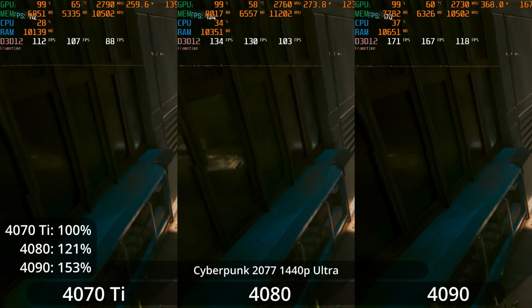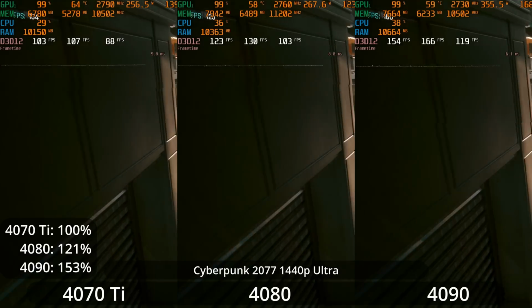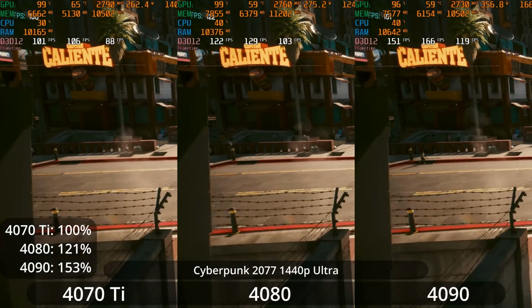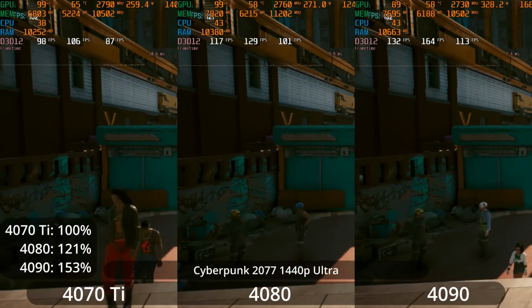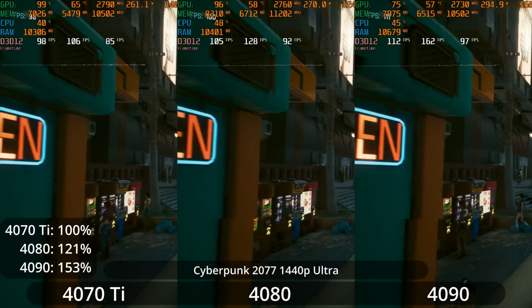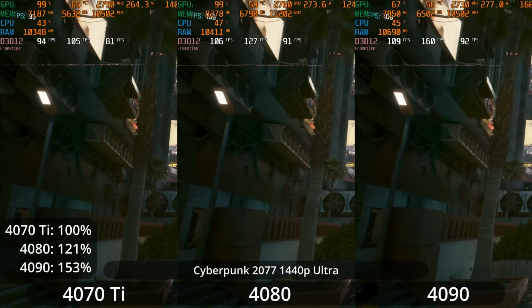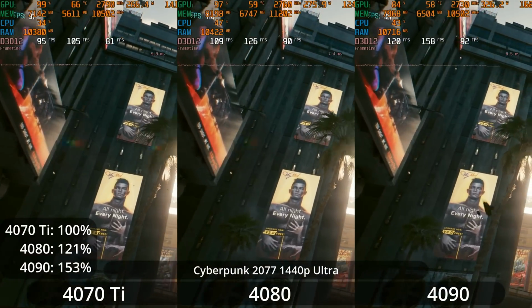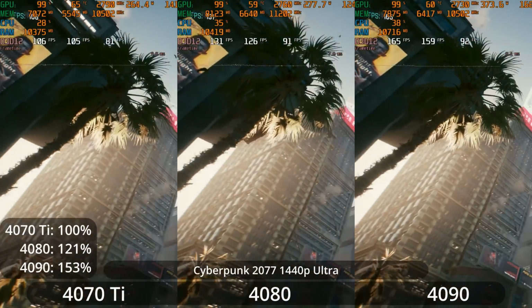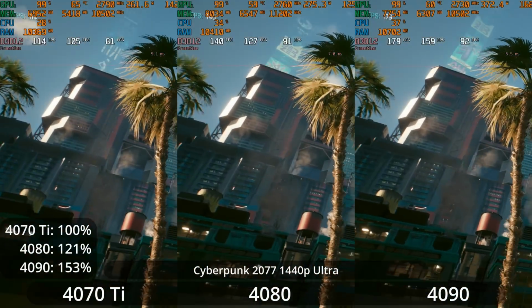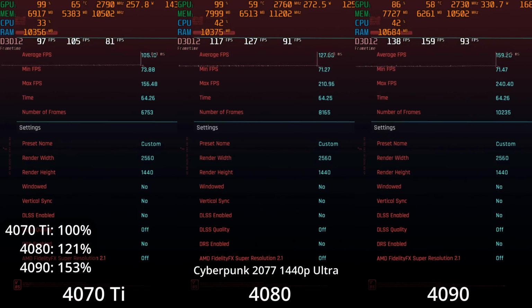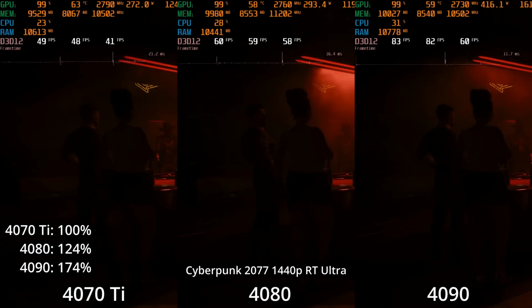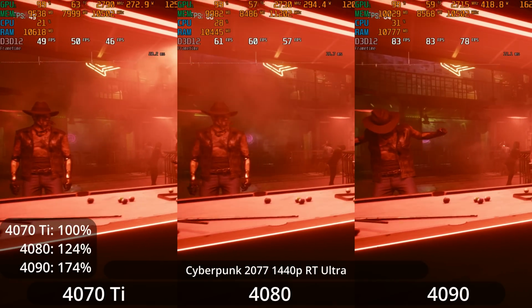The 4090 would be really at home on a 165 hertz 1440p monitor, and you can see the GPU utilization dipping on the 4090, especially as we go through this city area here, which shows that the CPU and RAM are actually holding it back a little bit here, and it could have had an even bigger lead. We're seeing it 53% faster than the 4070 Ti here, and the 4080 at 21% faster, but again, we did see some CPU limitation, especially on the 4090.